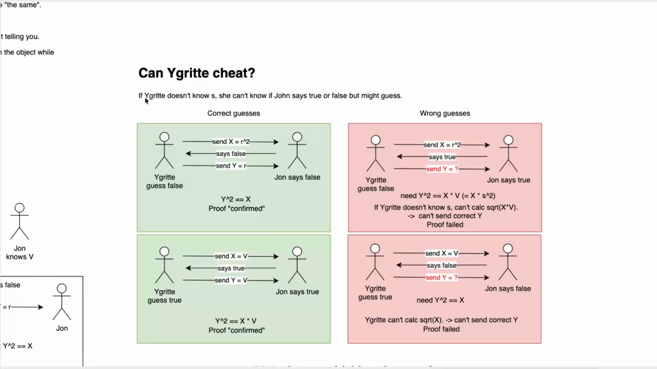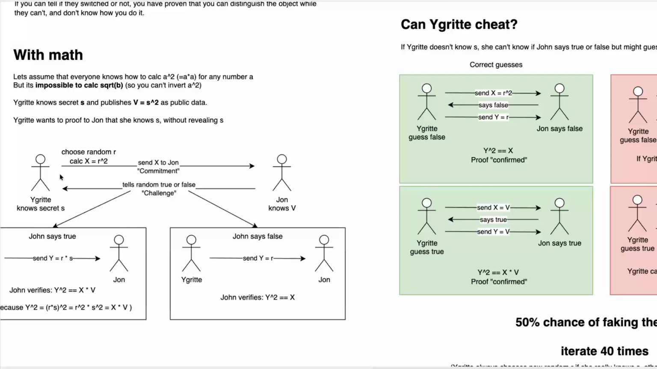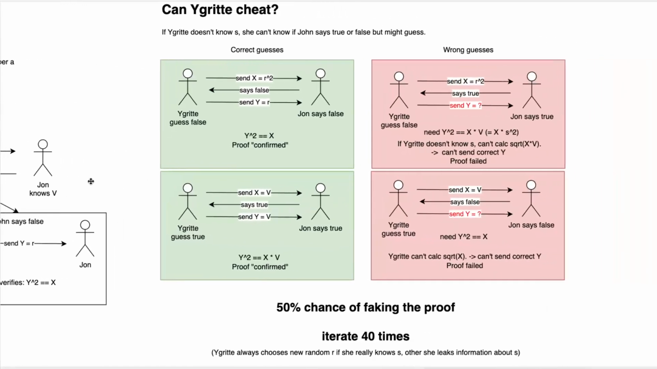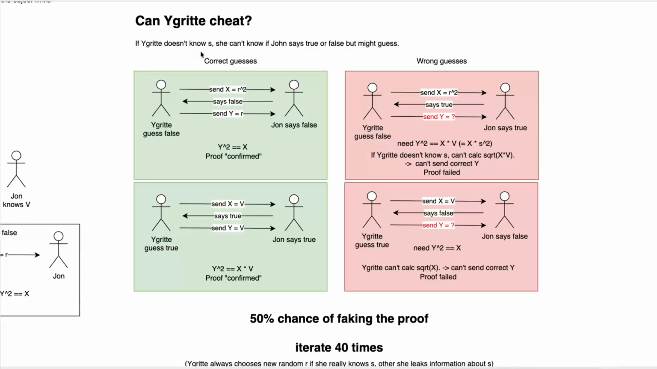And so let's look at this whole thing. If she already knows what he will do or correctly guesses true or false, she could prepare an answer. So let's look at it. If she guesses the correct challenge, for example, she guesses false and John actually says false. If she guesses false, so she sends a random commitment, he says false, she just has to reveal the random number, everything's good. Because he said false, she just needs to reveal the number, proof confirmed.